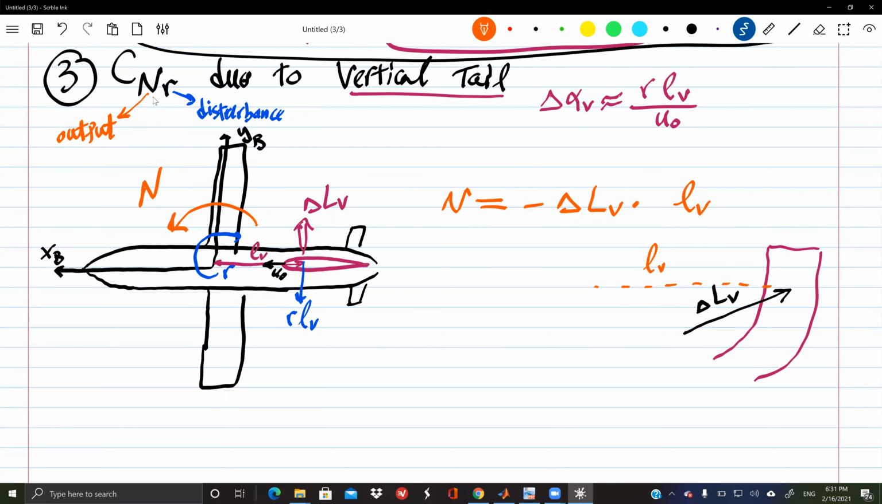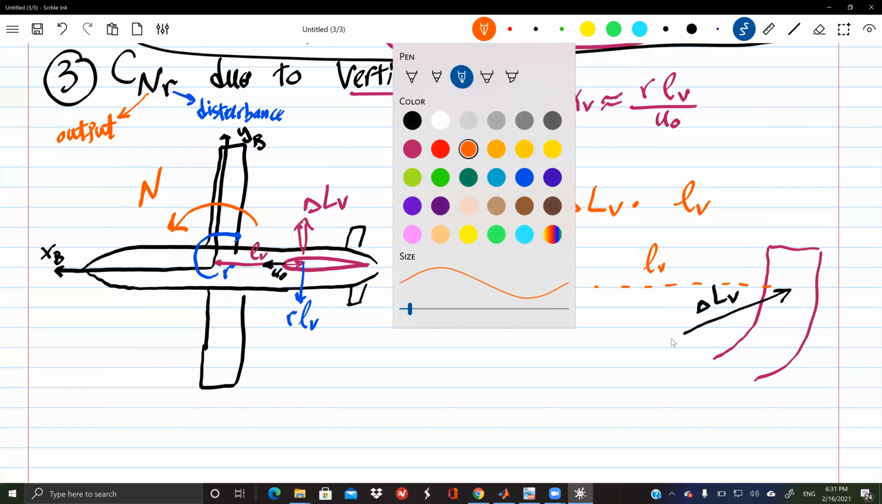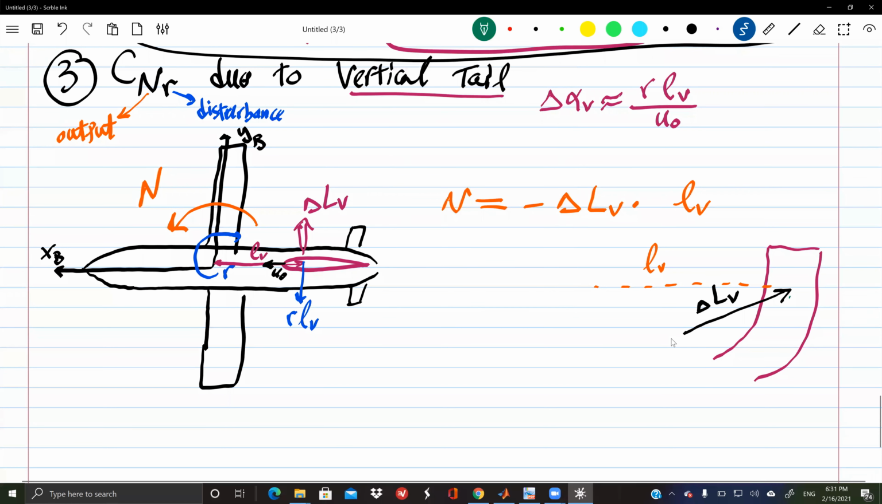Then the output is not N, the output is the roll moment L. How do you get it from this lift force? Well, we get it by multiplying with this vertical distance, if this is the axis of the airplane. This vertical distance we call ZV, like we have LV here and ZV. So it really depends on the output. Do you guys understand this?